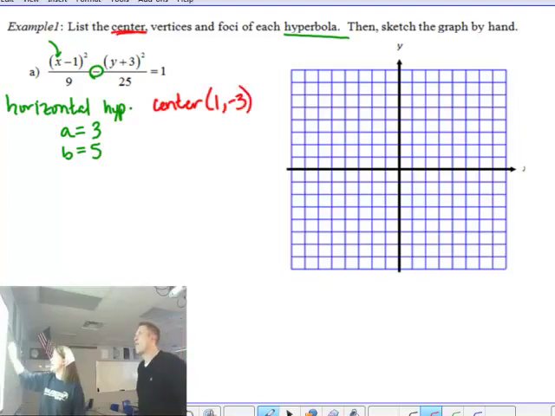Easy enough. Now I was helping a student the other day, and she said to me, well, I know what the picture should look like.